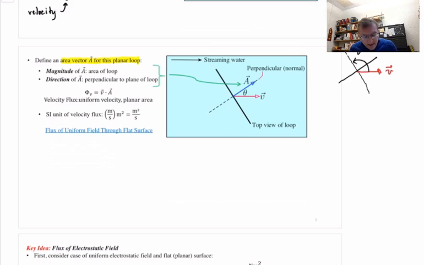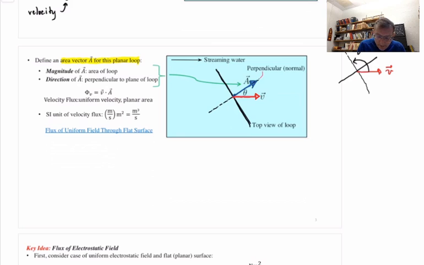So I'm going to define now an area vector, A arrow, for this planar loop. Here we are again looking down from above. There's the loop. There's the velocity vector drawn at the center of the loop. There's that normal, the dashed line, that perpendicular. And now I've added what we're going to call an area vector, A arrow. Here's how we define it.